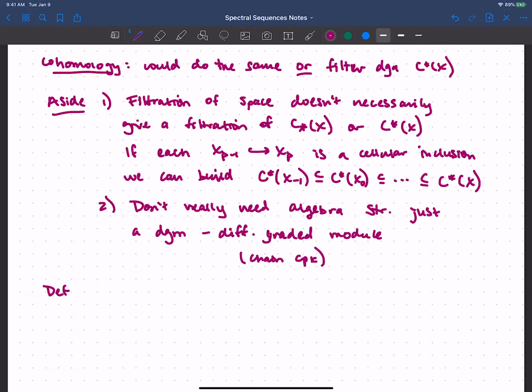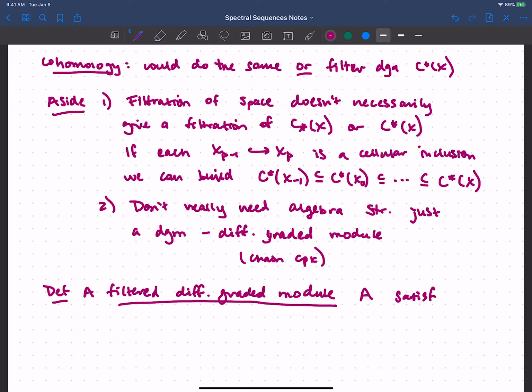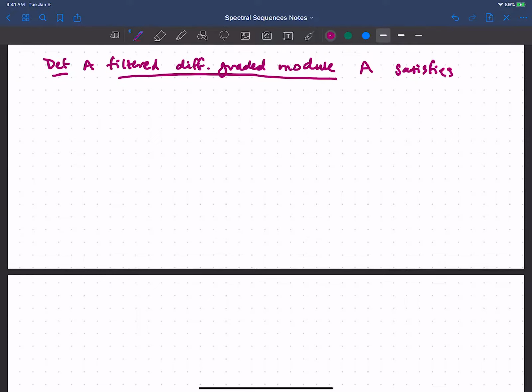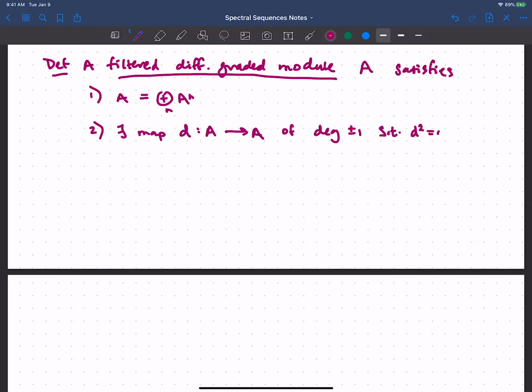Okay, so what we're going to really need to work with is a filtered differential graded algebra, or for now, a filtered differential graded module. And what does that look like? Well, let's call it A. This satisfies a few properties. So one is that it's graded. So we've got a bunch of graded components, and it's the direct sum of those graded pieces. Another is that we should have a differential. So there exists a map, a map of R-modules, whatever category we're in, from A back to itself, and this will be degree plus or minus 1, whether we're in the homological or cohomological setting. And I want it to be a differential in the sense that it squares to 0. So really, in these first two, I've just defined a DGM.